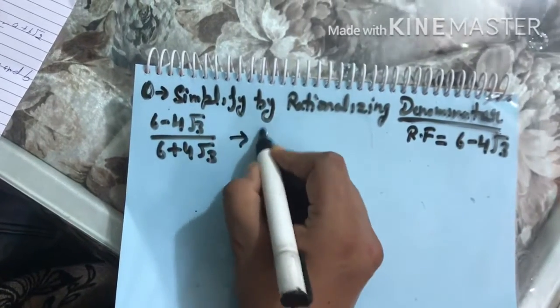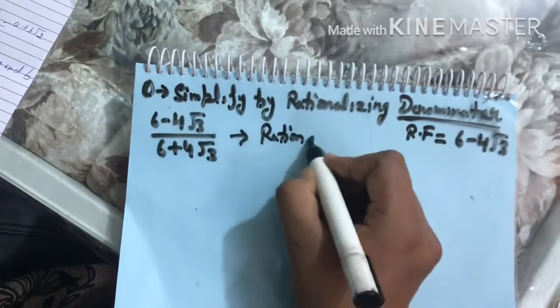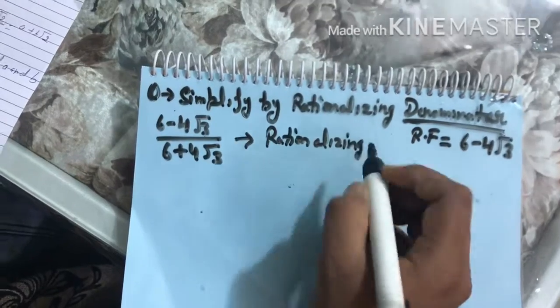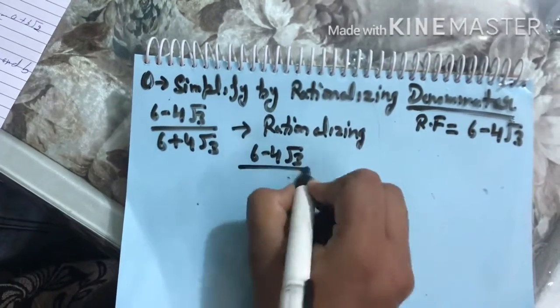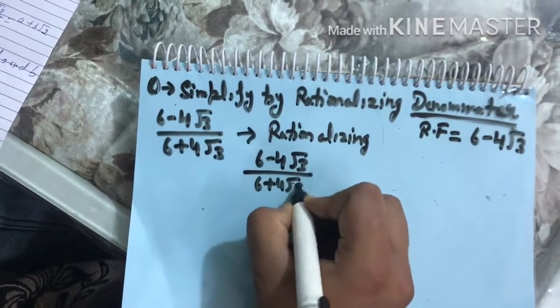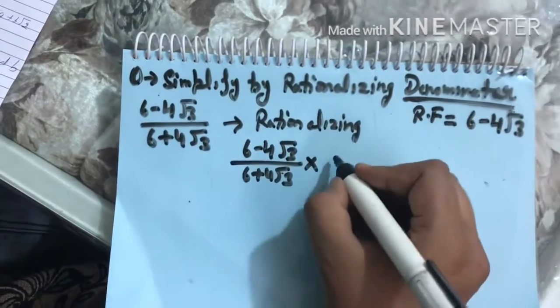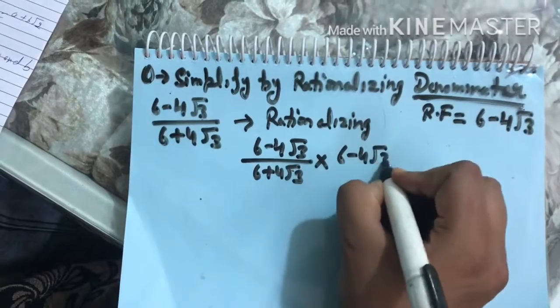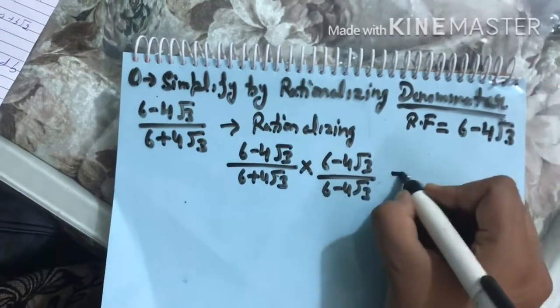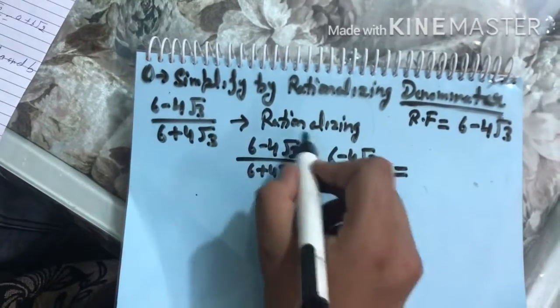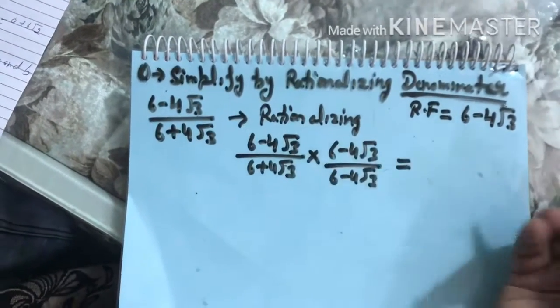Now rationalizing, simply (6 minus 4 root 3) upon (6 plus 4 root 3), multiply with and divide with the rationalizing factor 6 minus 4 root 3. The upper portion is the same. This is a, so it will become a square.